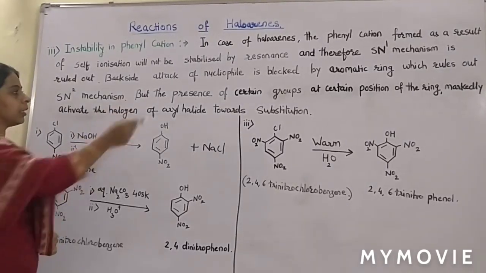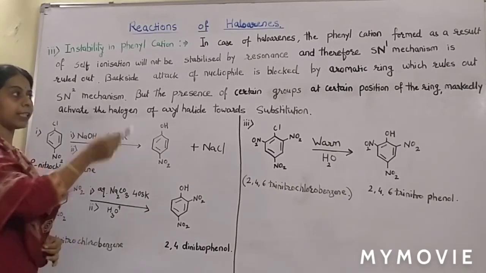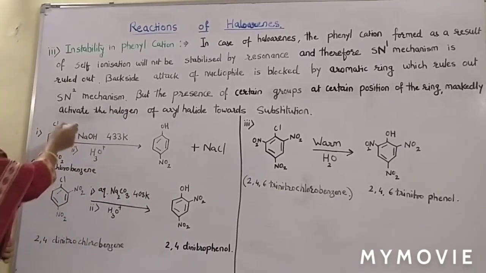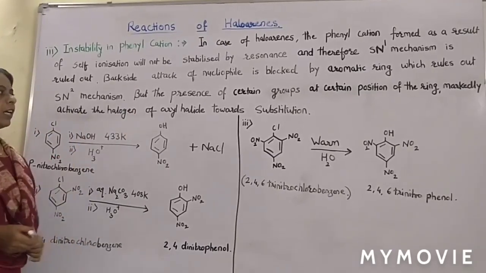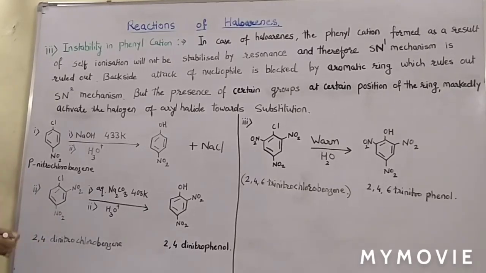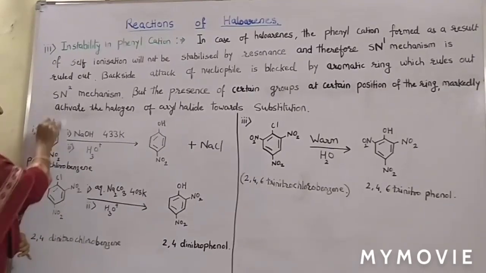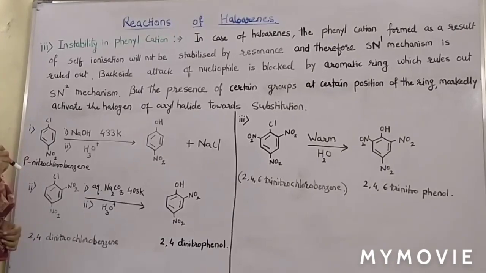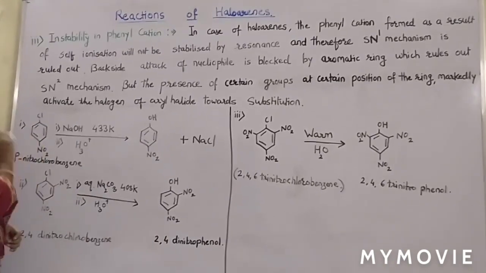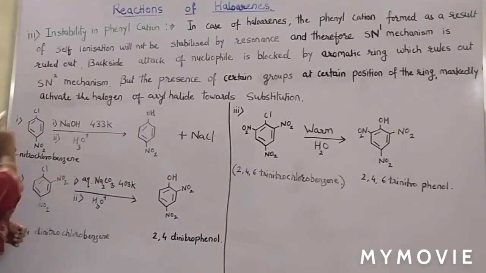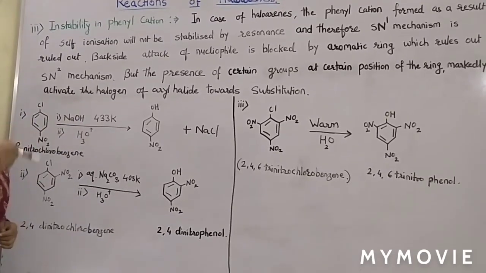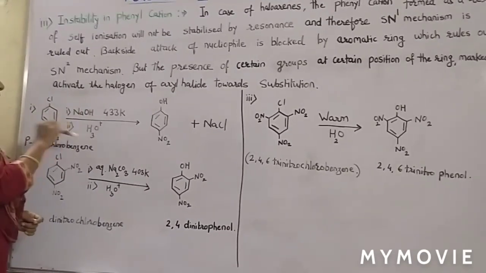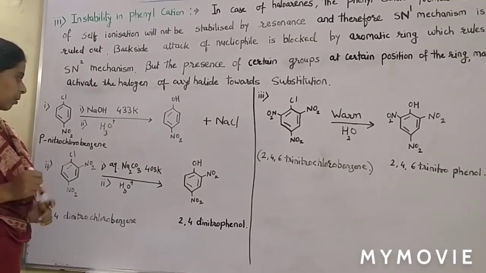But the presence of certain groups at certain positions of the ring markedly activates the halogen of aryl halide towards substitution reactions. Now see, in haloarenes, suppose certain groups are present at a certain position of the ring. Under that situation, in the presence of a certain temperature and catalyst also, nucleophilic substitution reactions can be possible.